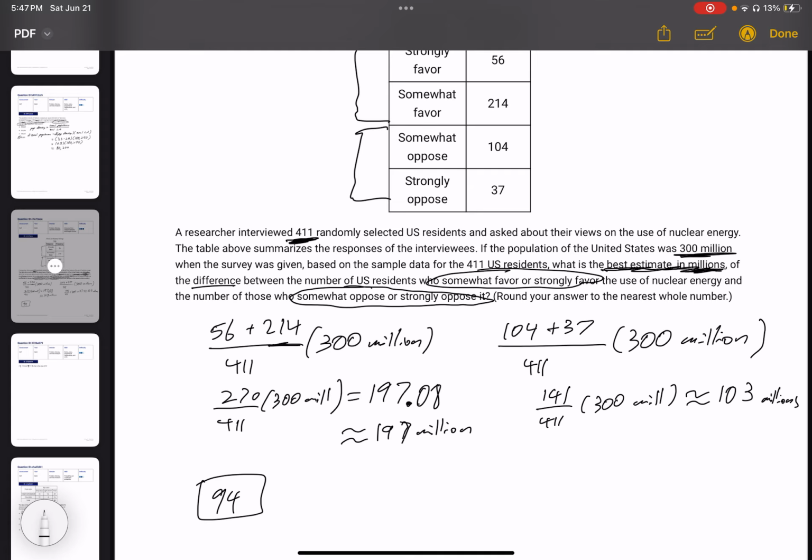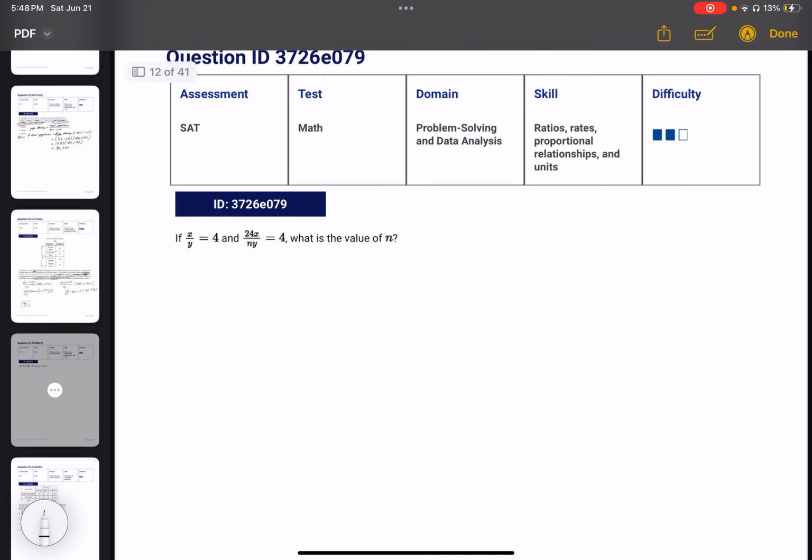What we really should have done though, so I made a mistake here. I hope that some of you caught on to it. We shouldn't have rounded until after we subtracted. You round at the very end. So right here, it would have been really 141 divided by 411 times 300. And that would have given us like 102.9197. And then we subtract that from this answer, but we're still going to get the same answer. It rounds to the same thing. But just for caution, I would round at the very end. So yeah, 94 is your answer for that one.